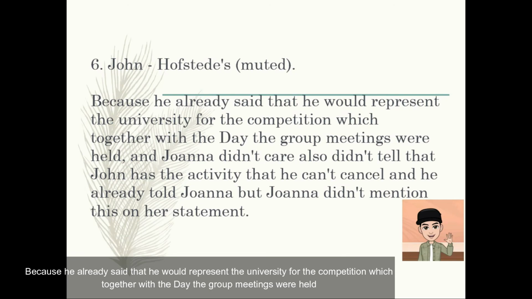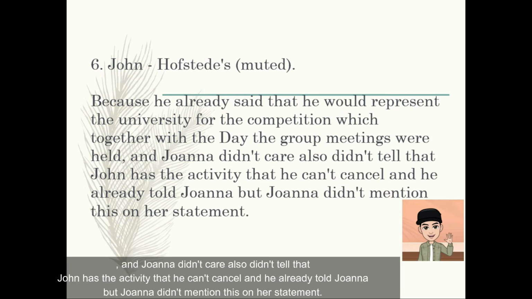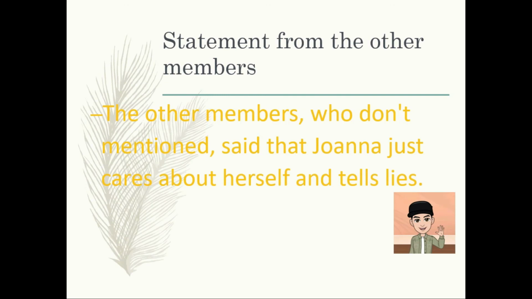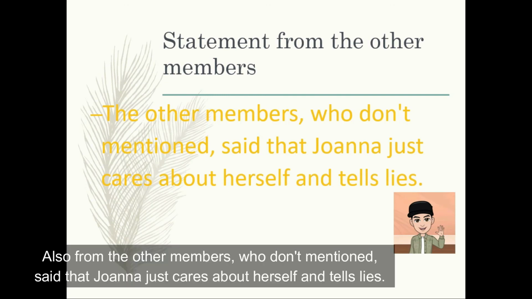Number 6 is John, Hofstede's, because he already said that he would represent the university for the competition, which was held together with the group meetings. And Joanna didn't care, and also didn't tell that John has another activity that he can cancel, and he already told Joanna, but Joanna didn't mention this in her statement. Also, the other members who were not mentioned by Joanna said that Joanna just cares about herself and tells lies about the other members.